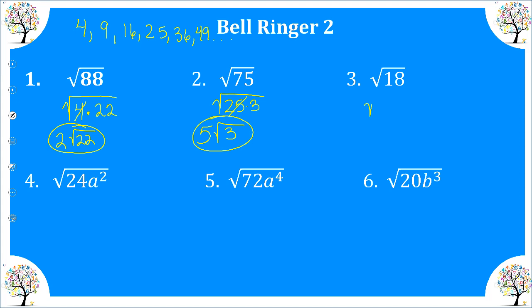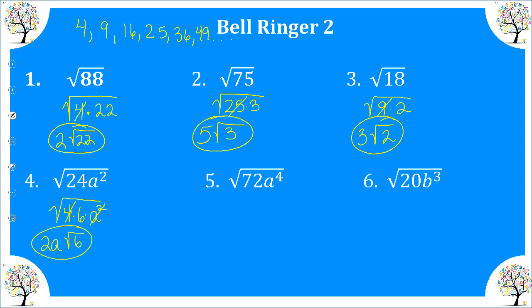Number 3, we're going to rewrite 18 into 9 times 2. I take the square root of 9. It gives me 3, radical 2. Number 4, we have still our number, and now we have a variable. We're going to break down 24 into 4 times 6. A squared is broken down into a perfect square. I take the root of 4, which is 2. The root of a squared is a, radical 6.